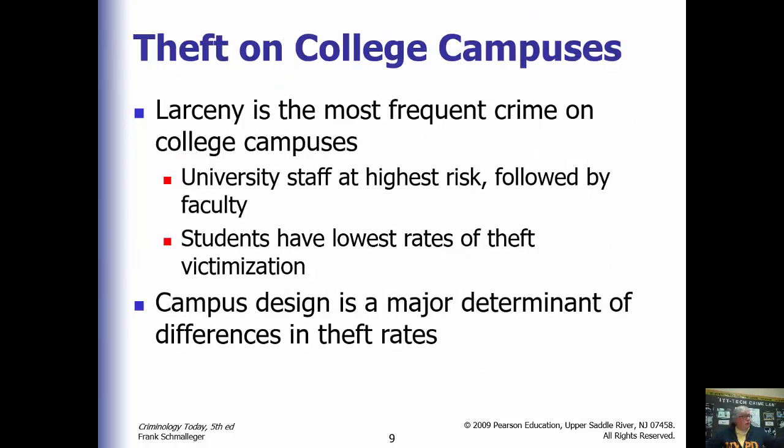Theft on college campuses. Hey, like right here, it's the most frequent crime on college campuses. Like I said, I had my iPad stolen. My son, in his first semester down at Rowan University, had a bicycle stolen. Data shows us that university staff, like me, are at the highest risk, followed by faculty. So there's differentiating between, say, office workers and administrators. They're at a higher risk, and then the faculty is at the next highest risk, and students are at the lowest rates. Obviously, somebody studied that.